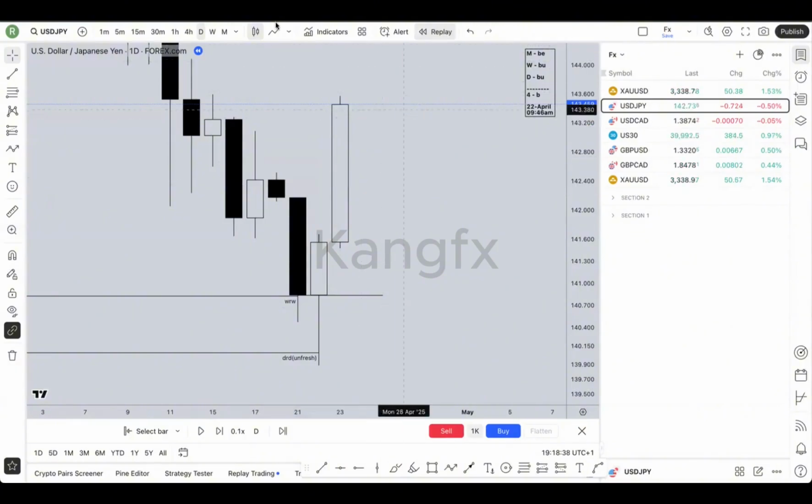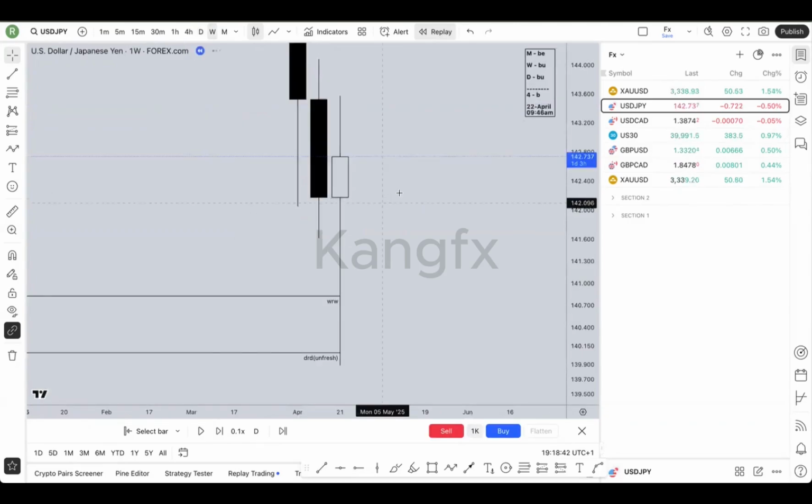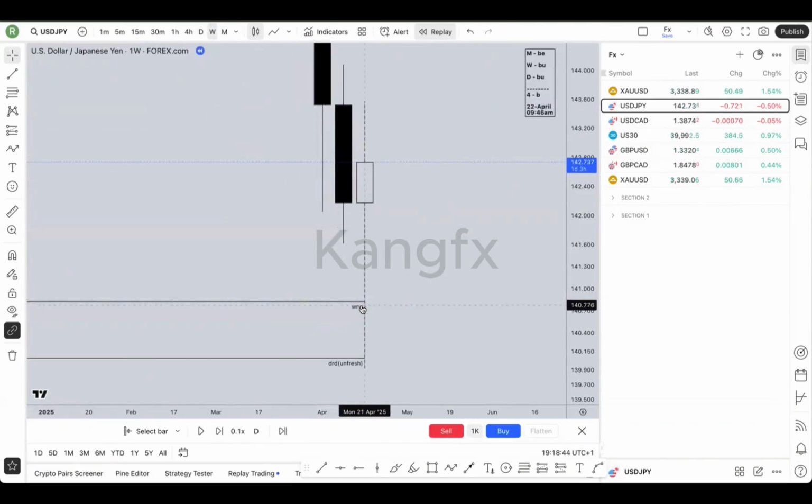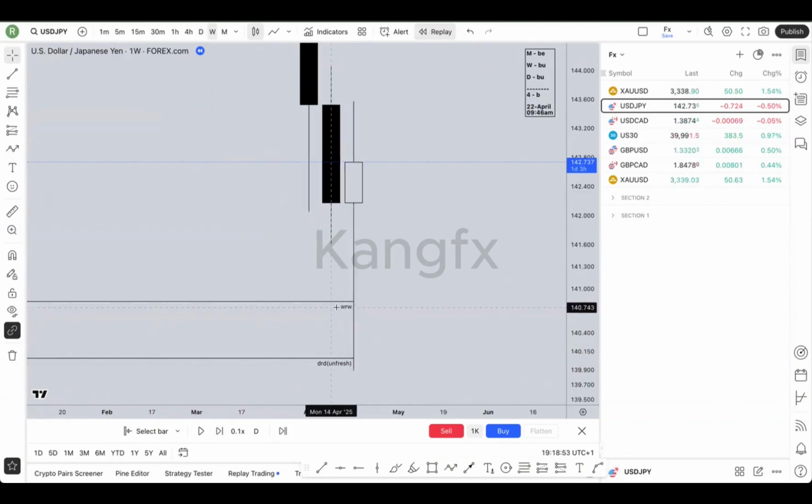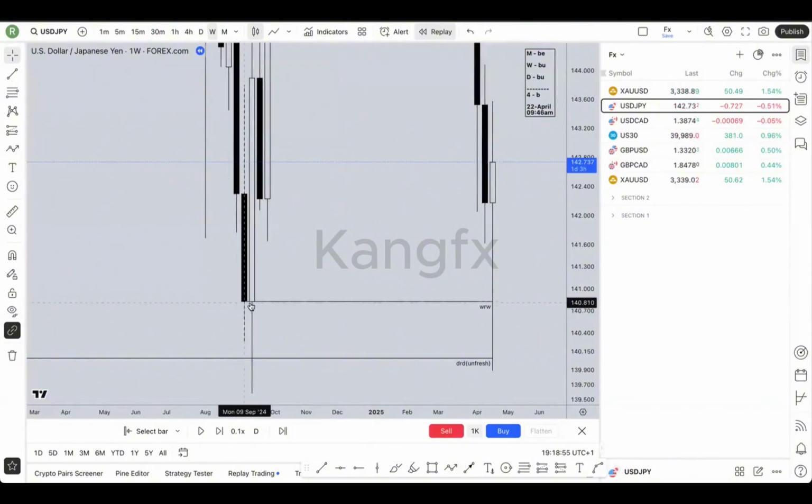Now, let's do the same thing with weekly. Let's check out weekly. You can see this place I wrote WROW. It means weekly reject weekly. If you see me write DROD, it means daily reject daily. So there's a weekly reject weekly here. If I go here, you can see weekly rejected a weekly support here.